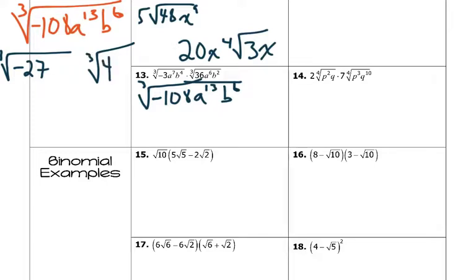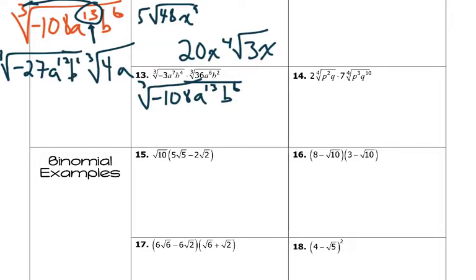Now, a to the 13th, is that a perfect cube? No. This exponent here would have to be divisible by 3 in order for it to be perfect. So it's not divisible by 3. But what could we do to make it divisible by 3? We could get rid of one of these a's and put it here. And now it's a to the 12th, which is divisible by 3, which makes this possible for us to do. And b to the 6th already is a perfect cube, so we can keep that there.